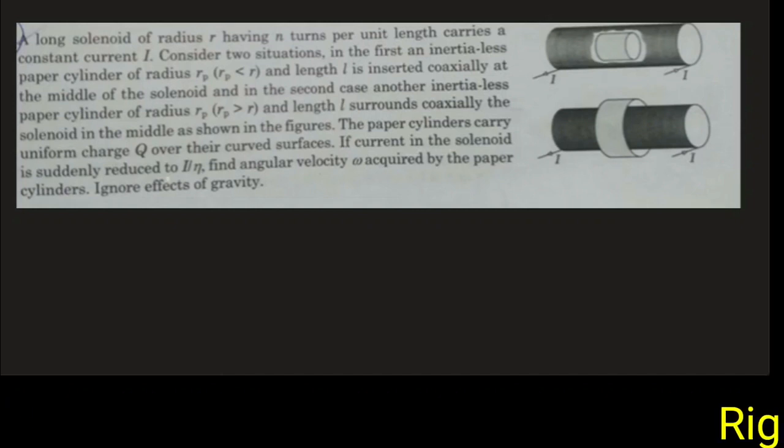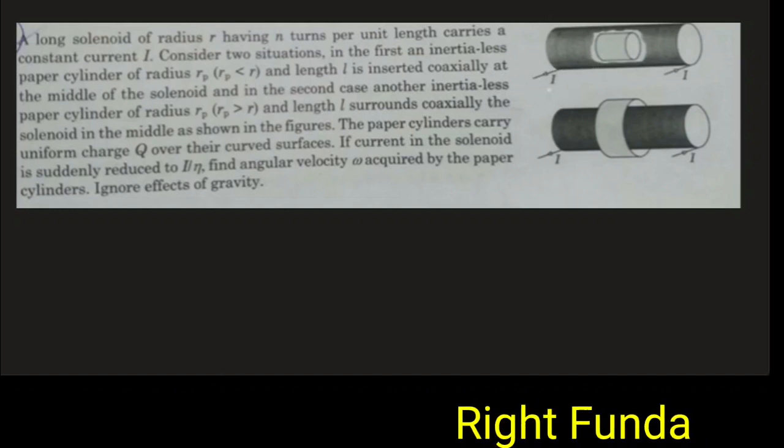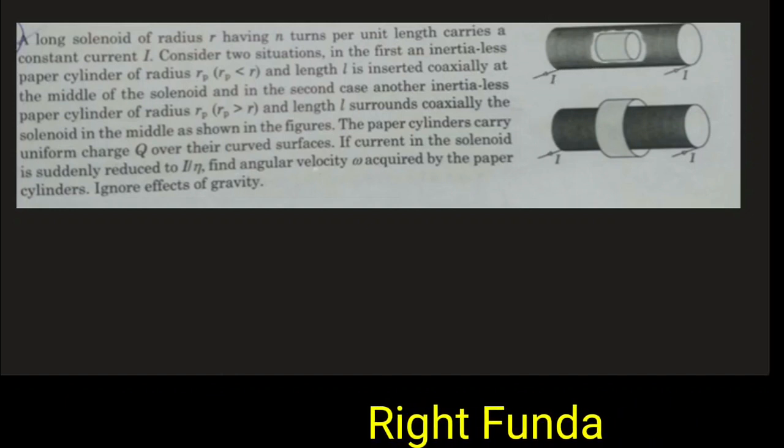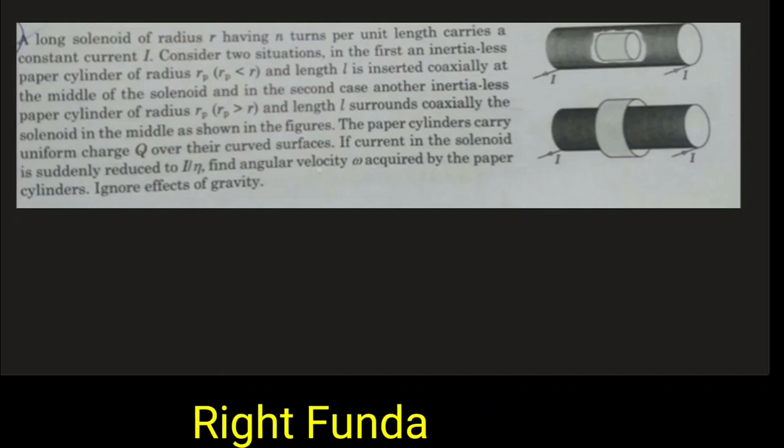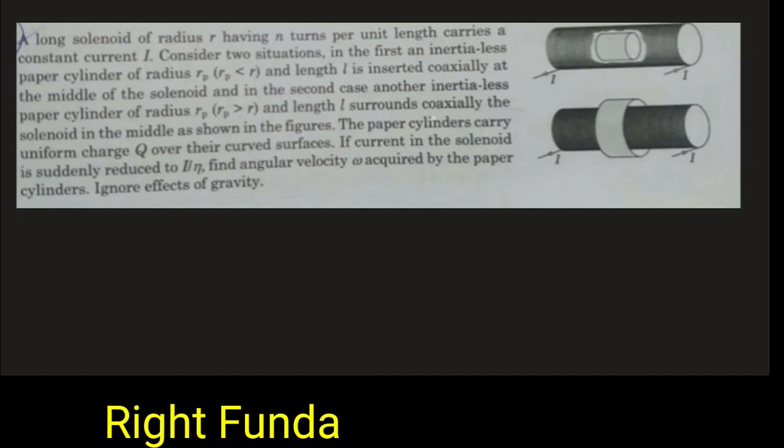If the current in the solenoid is suddenly reduced from I to I by eta, find the angular velocity omega acquired by the paper cylinder. Ignore the effect of gravity. So I hope the question is clear.